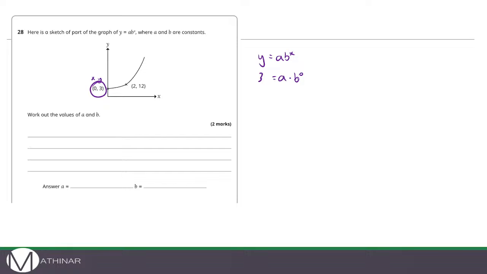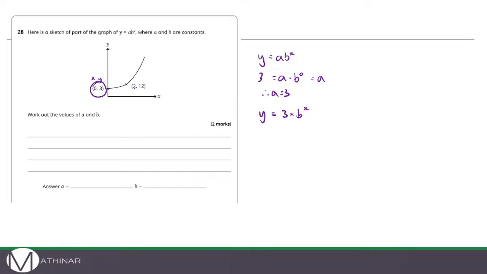Dot means times, by the way. Now b to the power of 0, anything to the power of 0 is 1. So this is just 1. So this is equal to a times 1. So we now know that 3 is equal to a. So therefore a is 3. So now our equation can be written as y equals 3 times b to the power of x.